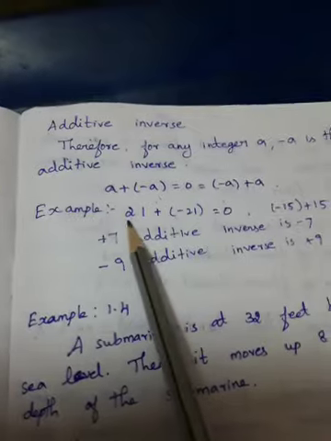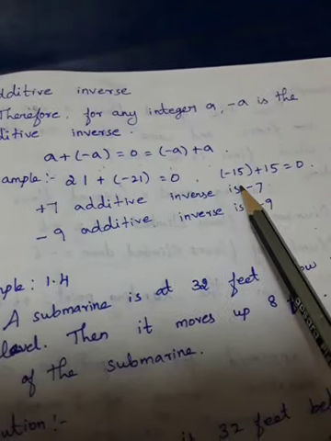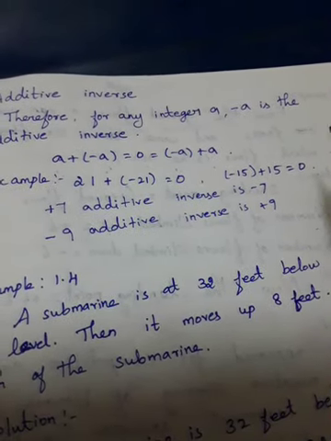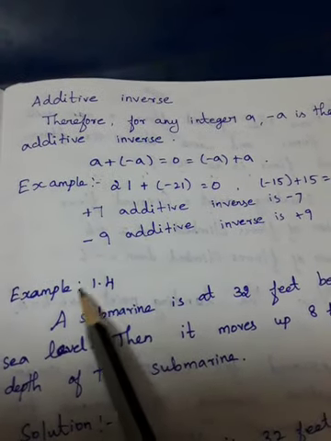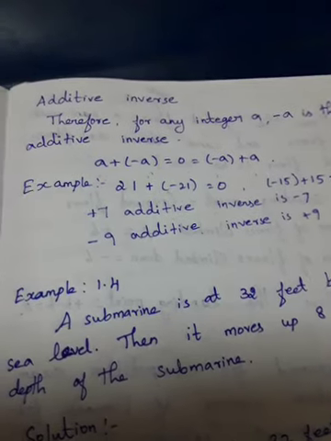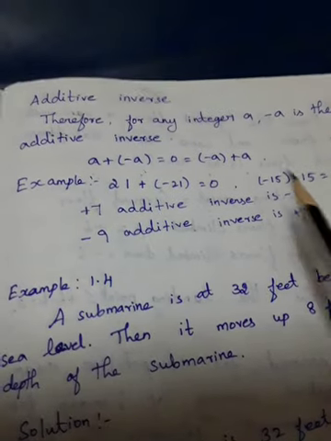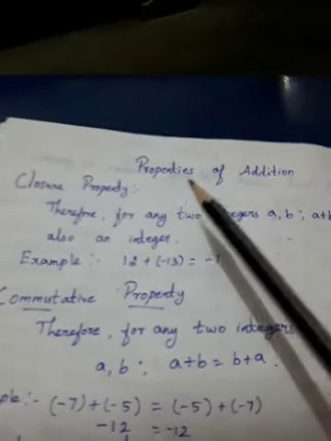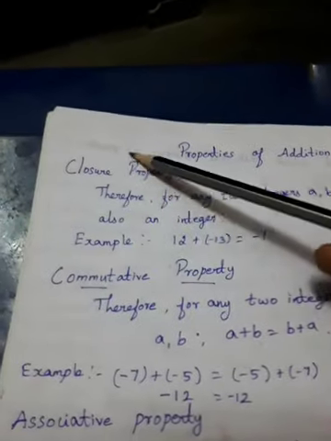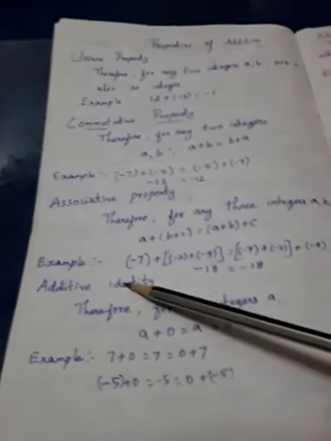For example, 21 plus minus 21 is equal to 0. The same, minus 15 plus 15 is equal to 0. So plus 7 additive inverse is minus 7. Minus 9 additive inverse is plus 9. That is, if the number is positive, its additive inverse is negative. If the number is negative, its additive inverse is positive. This is the properties of addition. What are the properties? Closure property, commutative property, associative property, additive identity and additive inverse.